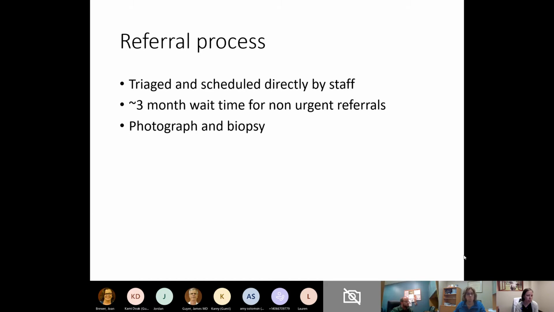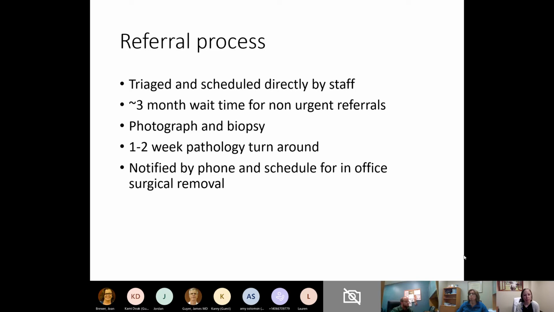Anyone who comes in, I photograph and biopsy the site. I also offer them a full skin check, because I figure if they've got enough sun damage to have a skin cancer in one location, I want to see the rest of their skin. They don't always take me up on it, but I think that's something valuable that I provide. It takes about a week or two to get the pathology back, and we call the patients directly and then schedule them for our in-office surgical removal, whether it's Mohs surgery or just a simple excision that I would do.